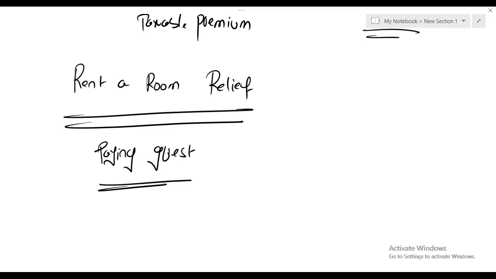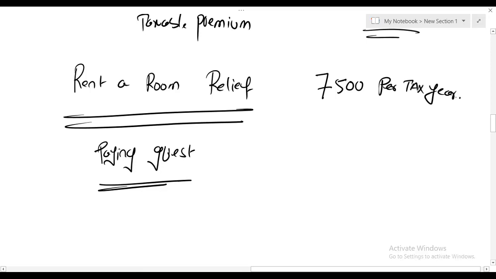And rent-a-room relief is 7,500 per tax year. Let me clear one thing. It is not per room. It is per tax year. If an individual says, I have given 4 rooms on rent, you will not get 4 reliefs. You will get only 1 relief. 7,500 is per tax year. So in case of rent-a-room relief, the amount is 7,500 per tax year, which is fixed.